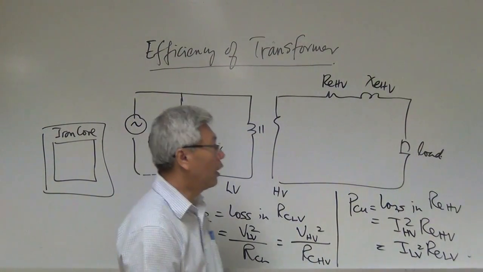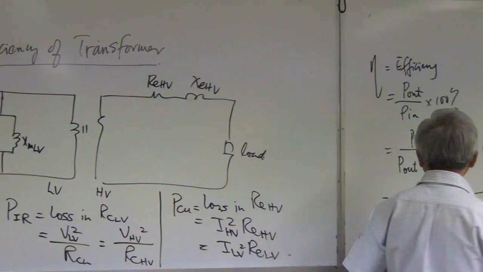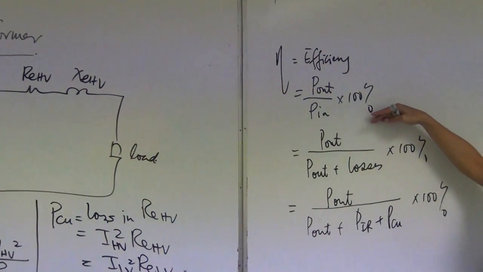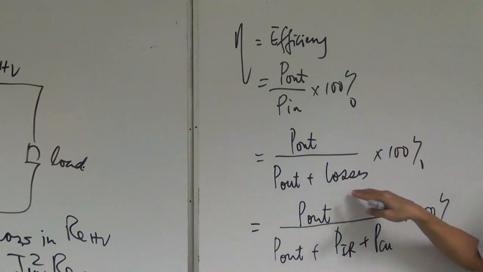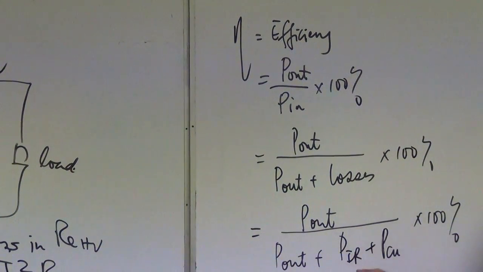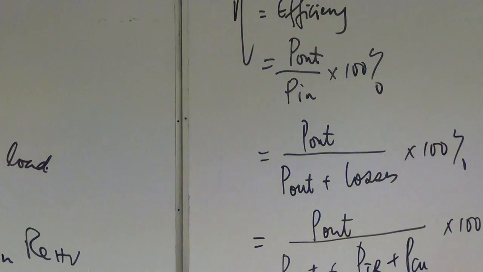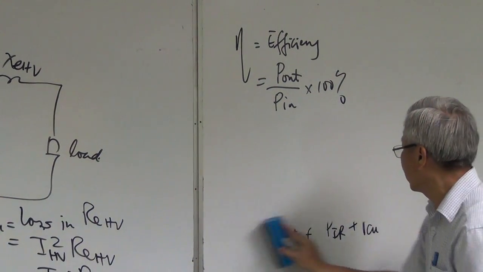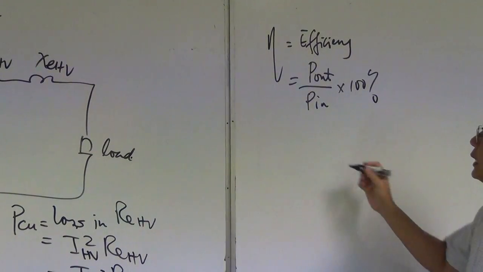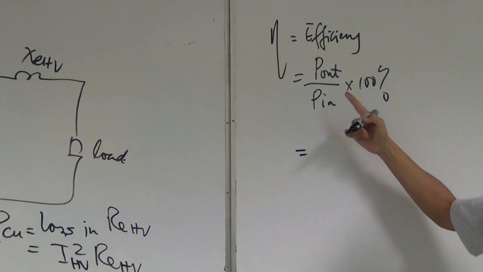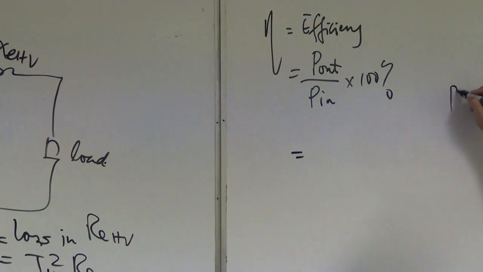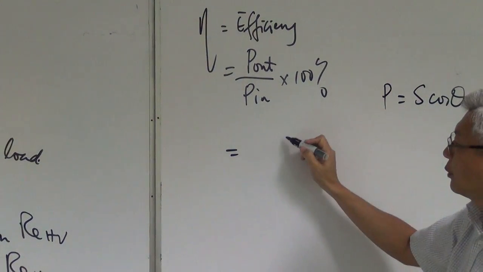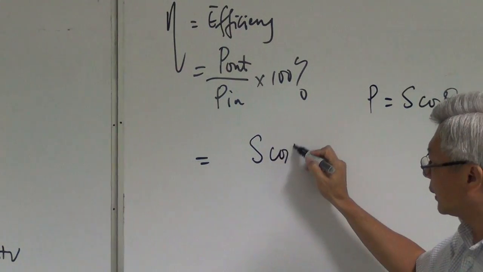So let's come back to our efficiency formula. Efficiency is equal to output divided by input. That's equal to output divided by output plus losses. Right? And we say that there are two types of losses, iron loss and copper loss. Now, what is output power, true power? Still remember ECAM? ECAM says P equals S cosine theta, right? So our output power will now be S cosine theta.